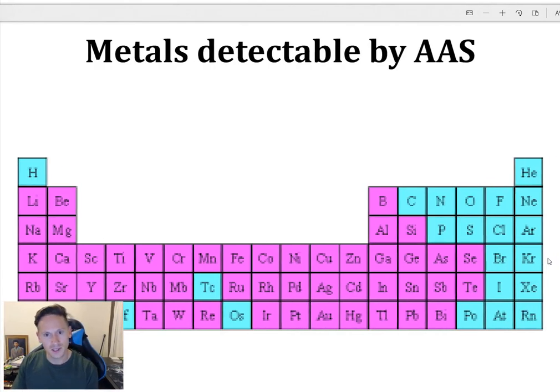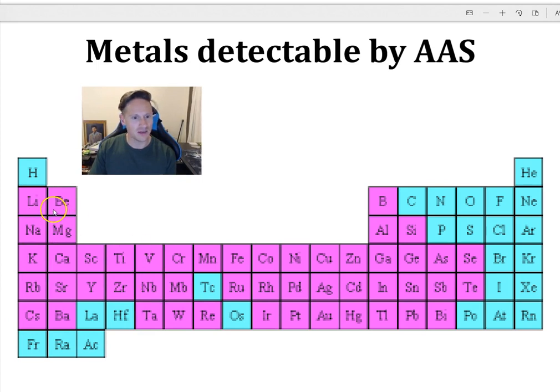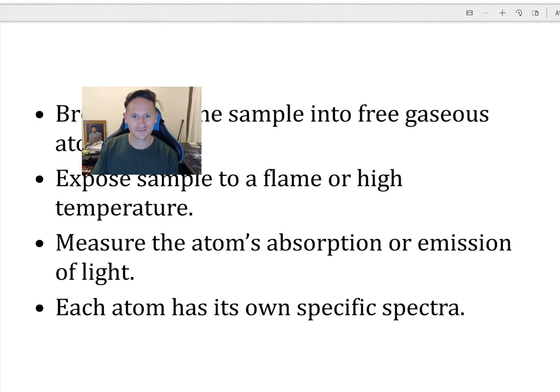So for the metals detected by AAS, this is a very poor resolution periodic table, but the elements that are in pink, so the majority of metals and some metalloids as well, like silicon for example, are detectable by AAS. The other ones we need to use a different type of analytical technique.